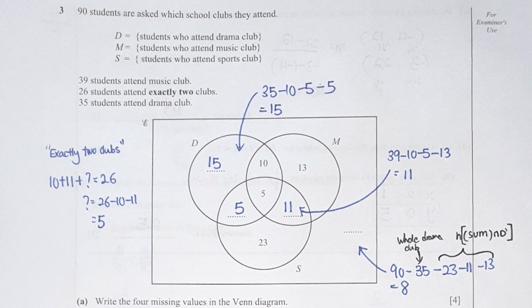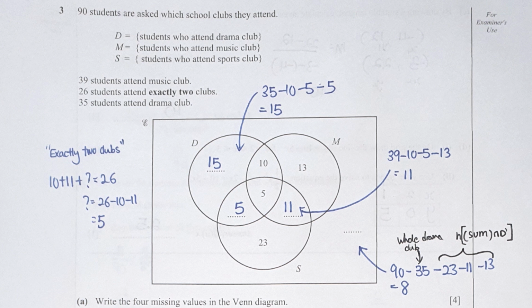For question 3, the key information to figure out is that 39 students attended music club, 26 students attended exactly 2 clubs, and 35 students attended drama club. For this question, I first identify from the music club, because I have 3 variables already. So plus an unknown will get you 39. Hence I took 39 minus 10 minus 13 minus 5. I get the result of 11.